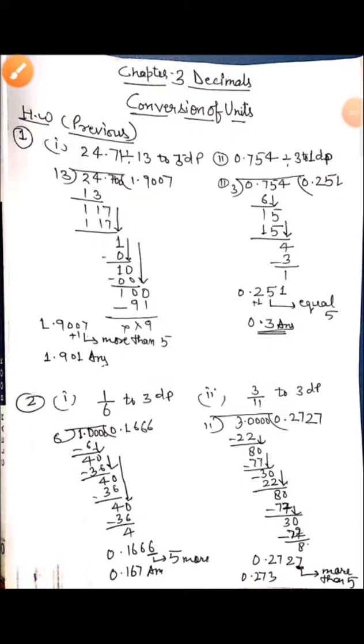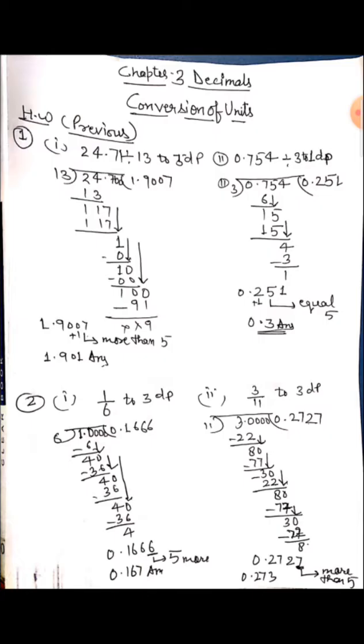So students, firstly we will solve the previous homework, and you know very well what the previous homework was. The previous homework was to solve questions number 4 and 5 of exercise 3C. In questions 4 and 5, we have to find the answer in certain decimal places, and you know very well how to do a decimal division to a certain decimal place.